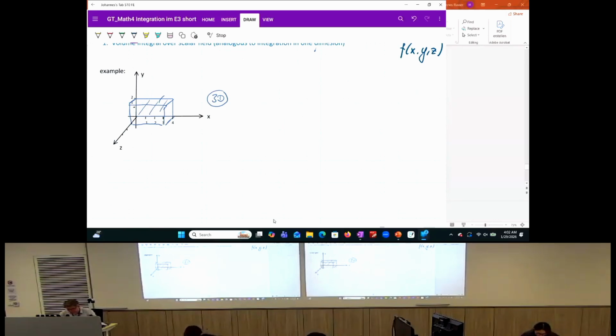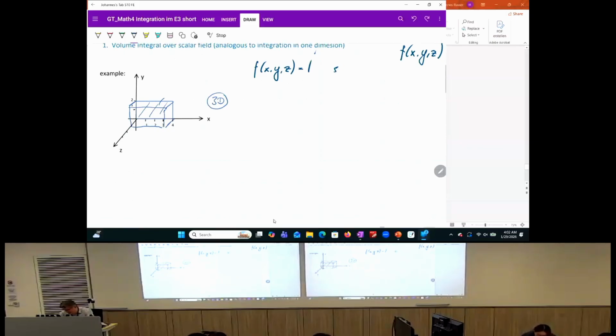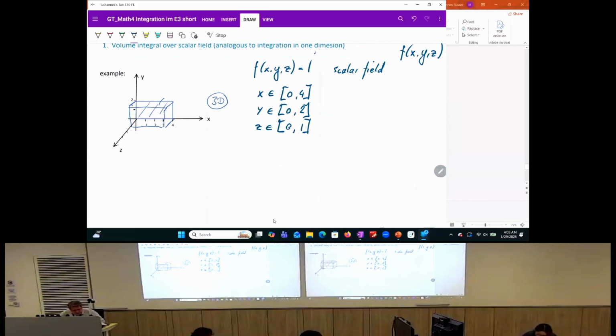So your function again is this function of x, y, and z. In this particular plot here, it happens to be 1. It is a scalar field, and we can evaluate it here for x from 0 to 4, for y from 0 to 2, for example, and z is running from 0 to 1. So these are the boundaries of this block.